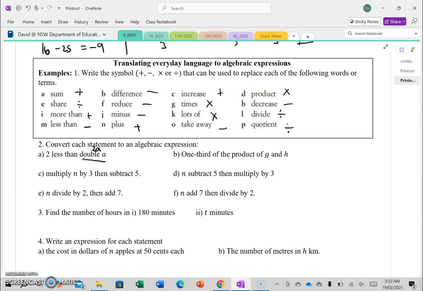It says 2 less than double A. Be very careful when you're minusing. Order is very important here. Okay, because it says less than, it's telling us a starting point.